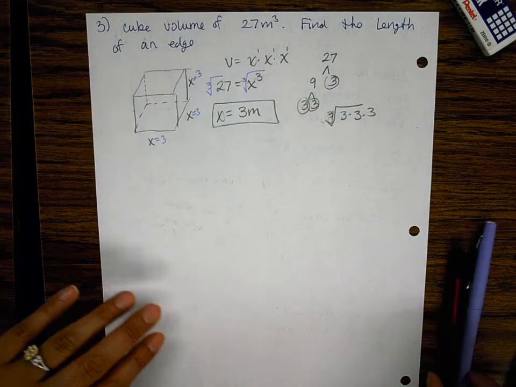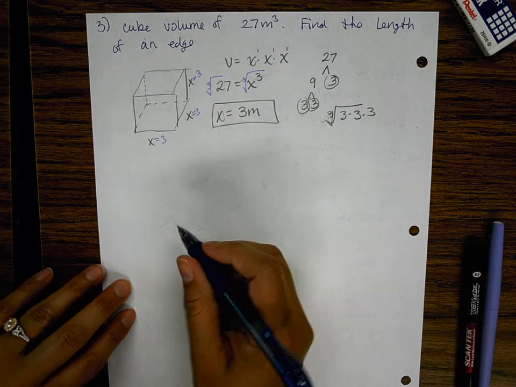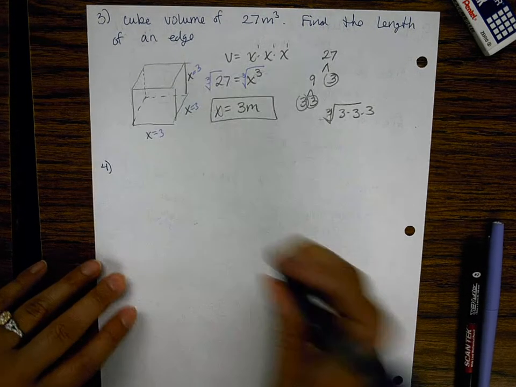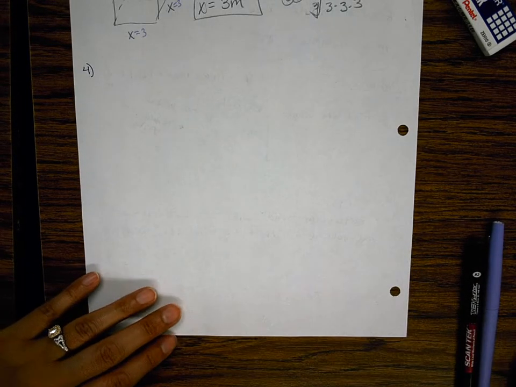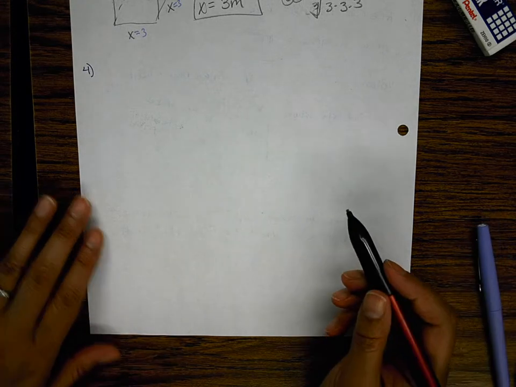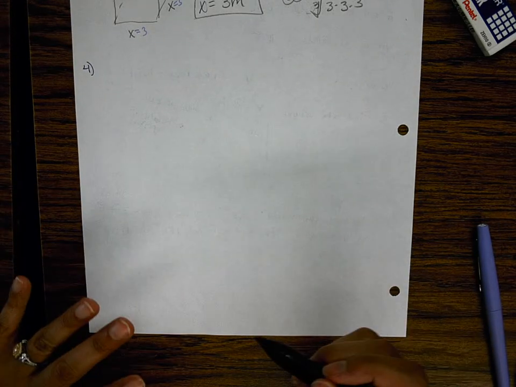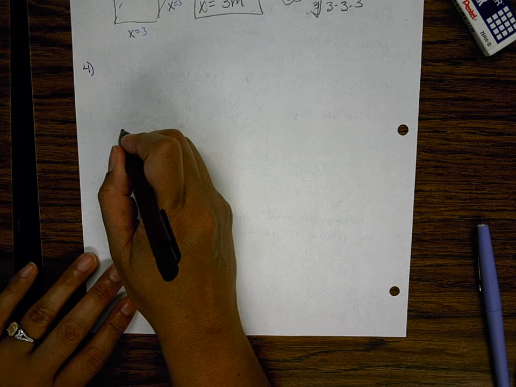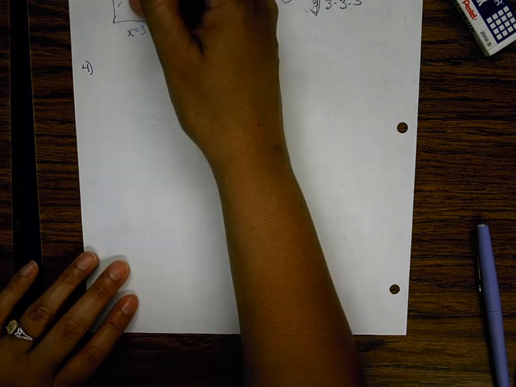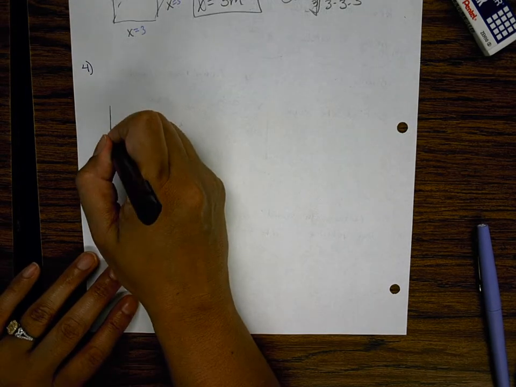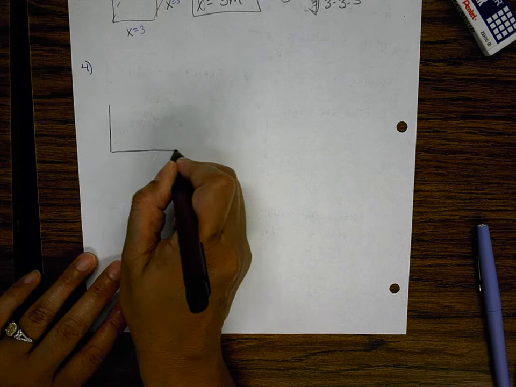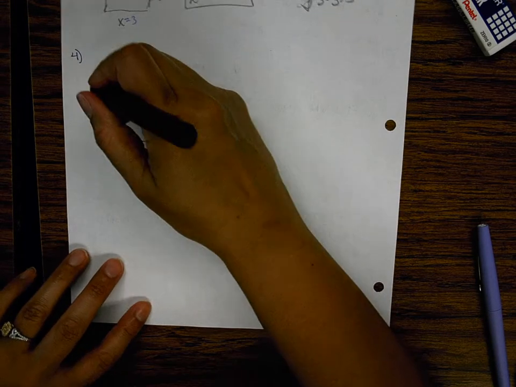Okay, number 4. Now another 3D object, so I'm going to go slow, make sure you're drawing with me. We're going to draw a triangular prism, a right triangular prism. So I'm going to start down here because I will build up on the back side, and I'm going to draw a right triangle like so.